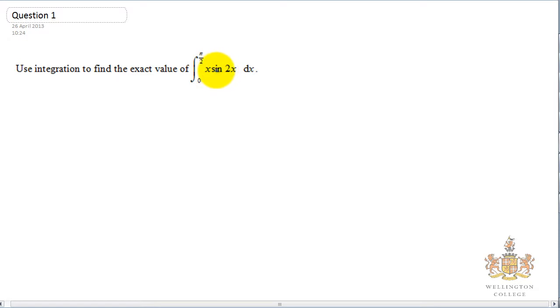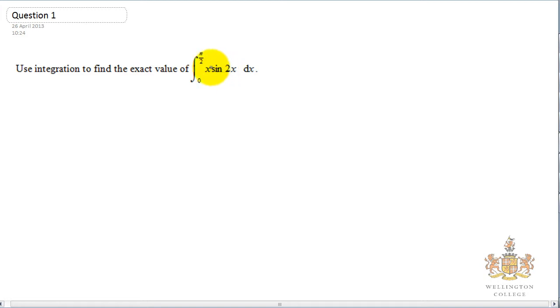So in parts, we're going to decide what we're going to differentiate and what we're going to integrate. And generally, when you multiply those two things together, the differential of one bit and the integral of the other bit, they should simplify. So if you differentiate the x down, you get to 1, and then if you integrate the sine 2x, you'll get to a cos 2x type thing. 1 times cos 2x is much easier than x squared times cos 2x.